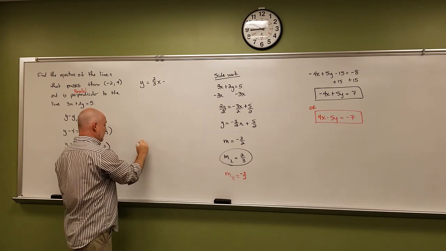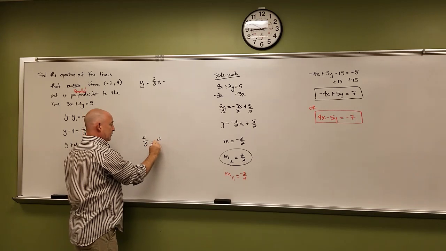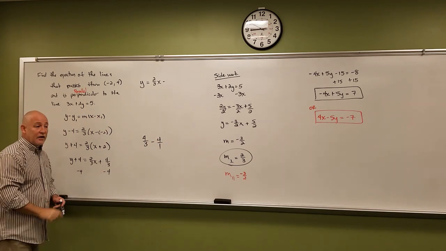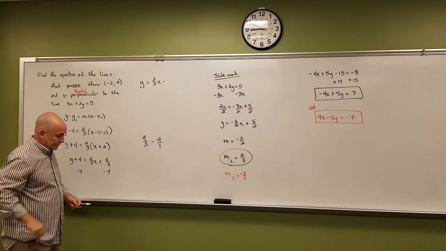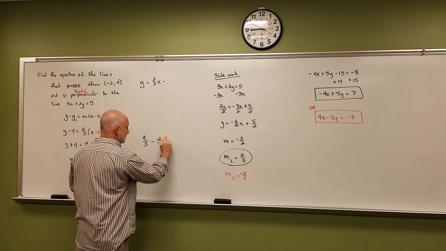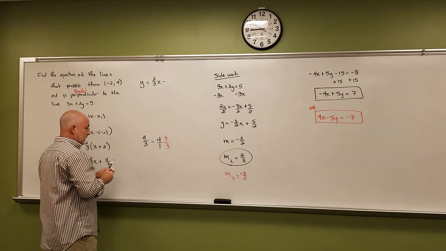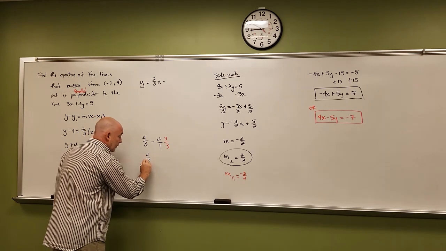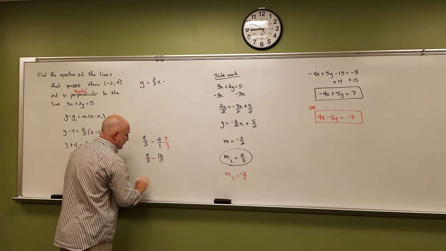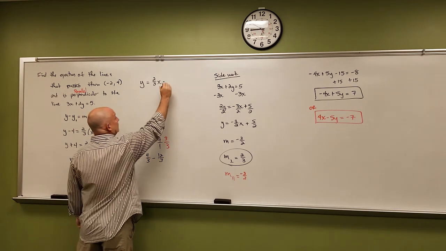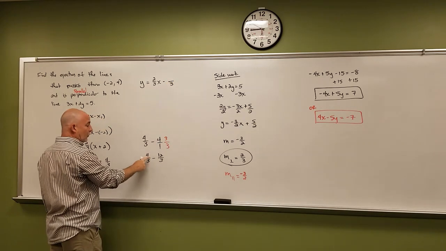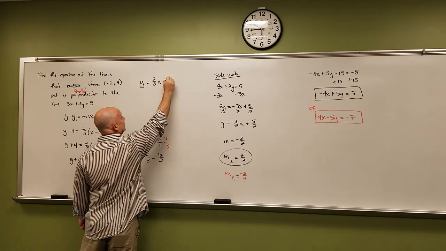Plus, let's do this over here again. If you're struggling with the arithmetic, when you add or subtract fractions, you need a common denominator, which in this case is 3. So that's going to be 4/3 minus 12/3. Our answer has to be in thirds. 4 minus 12 would be negative 8.